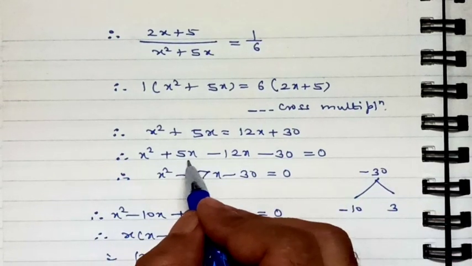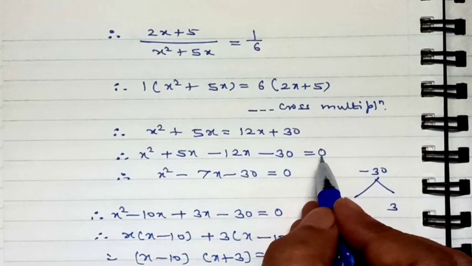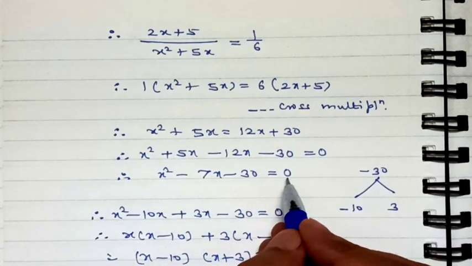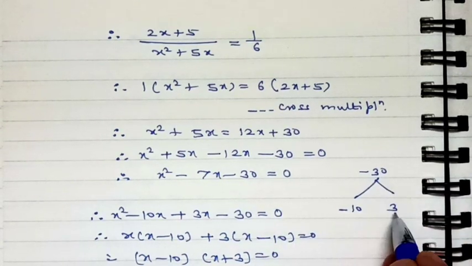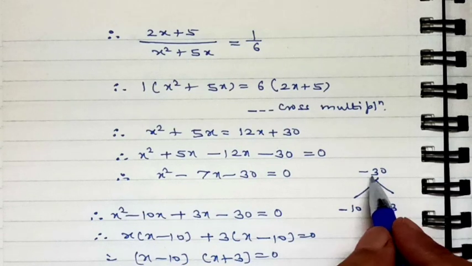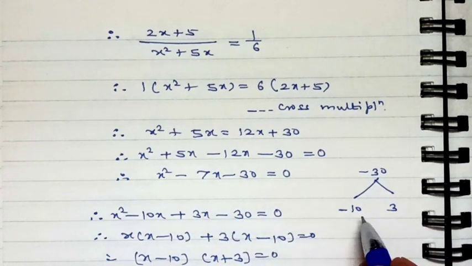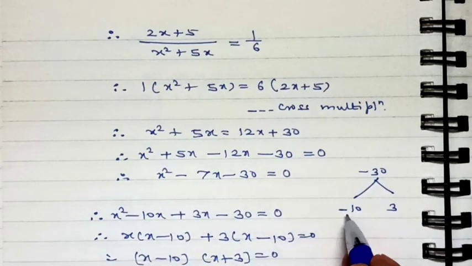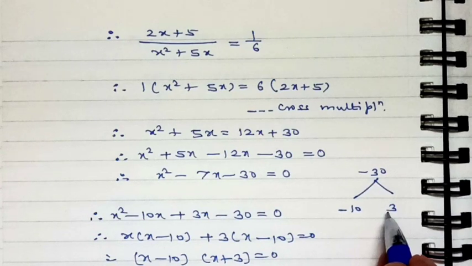You'll be writing x square plus 5x minus 12x because it was positive, and then minus 30 is equal to 0. Once you simplify, you'll get x square minus 7x minus 30 is equal to 0. Try to take factors of minus 30, you will be getting minus 10 and 3. Since it is minus 30, I will be taking the difference to get minus 7. The two numbers will be 10 and 3 to get 7. Since it is minus, I will be writing minus to the bigger number and plus to the smaller number. So I will be getting two numbers minus 10 and 3 to get minus 30.